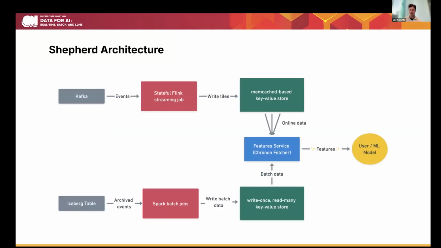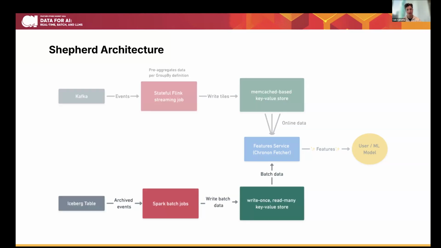So now let's go over a simplified version of Shepherd's architecture. As I mentioned earlier, we use a Lambda architecture. So we have Flink apps running continuously and Spark jobs running periodically. Both these jobs produce intermediate data and store it in very low latency key value stores. On the online side, a stateful Flink app processes events from Kafka and pre-aggregates the data based on the group by and source definition, similar to the one we just saw. It then writes this data to a memcached-based KV store.